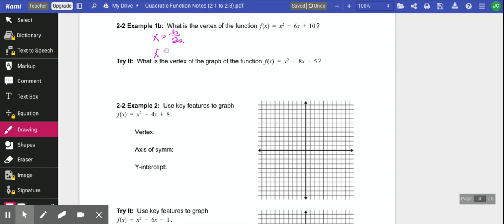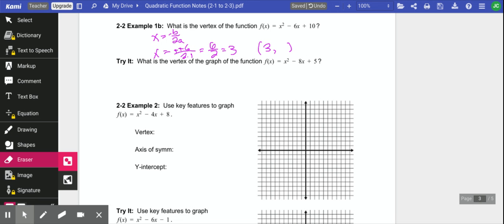So to do that, x is going to be negative b. b is negative 6, so we get negative negative 6, which of course is just positive 6. And then 2 times a, where a is 1. So we get 6 divided by 2, which is 3. So we know that the x-coordinate of the vertex is 3.